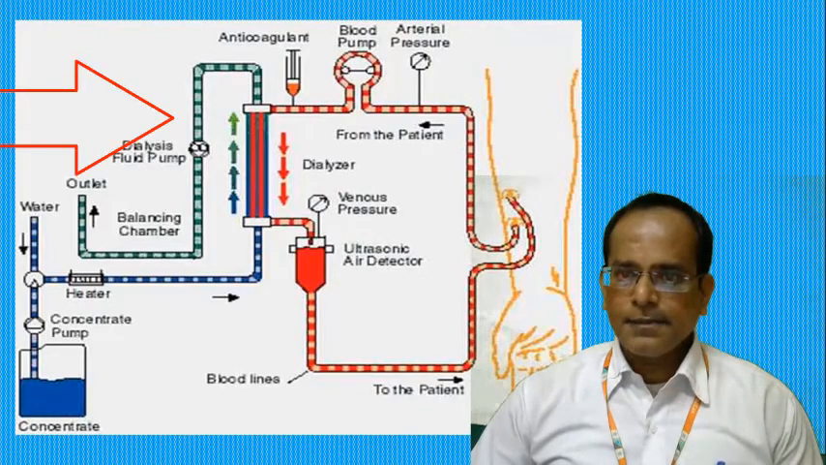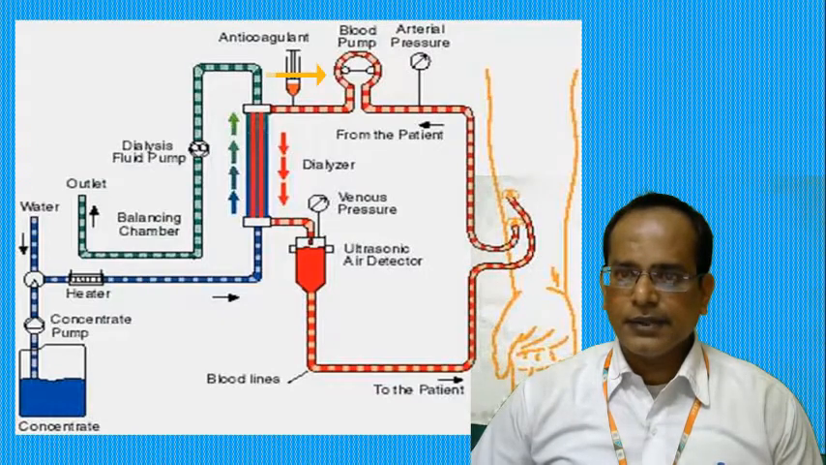In this case, the blood is taken from the artery with the help of a peristaltic blood pump. When it is rotating, it takes the blood from the artery. After that, it is given to the filter, that is, the filter is called a dialyzer. So the dialyzer has a dialysate.